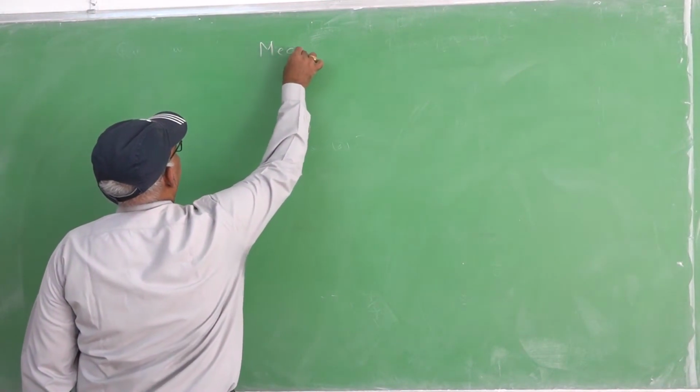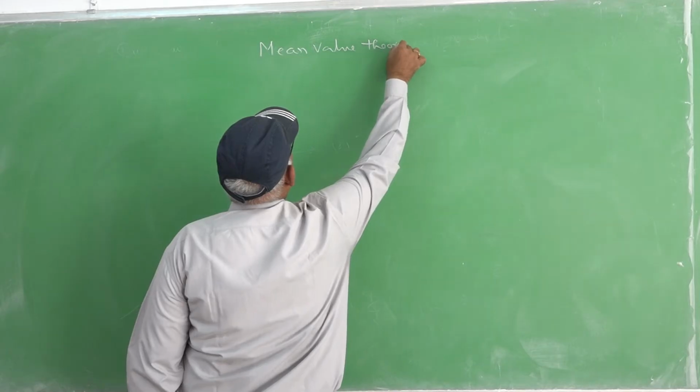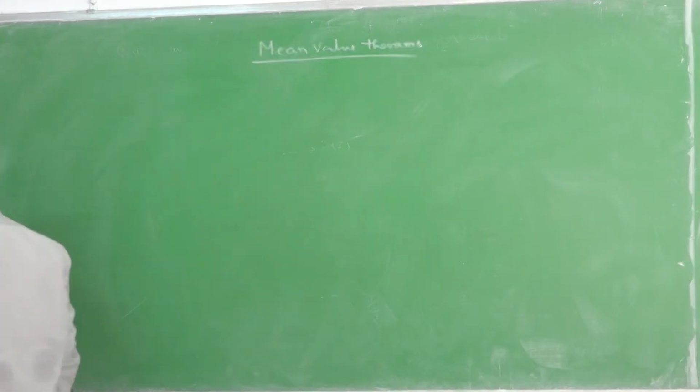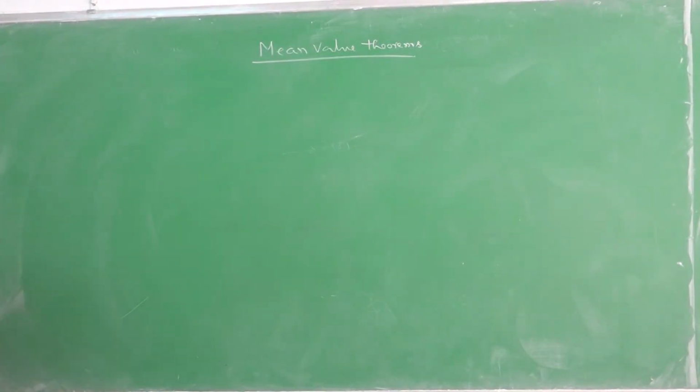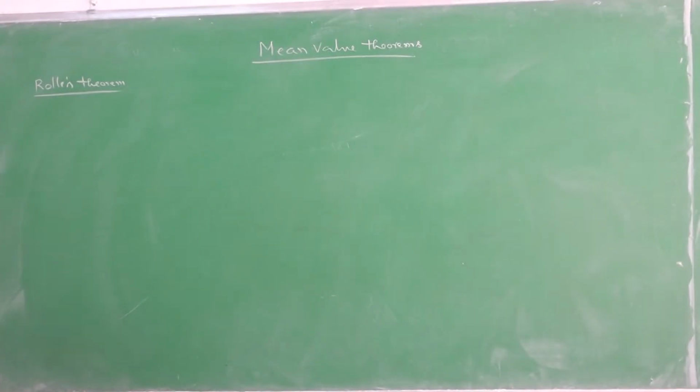Today I will explain mean value theorem. Mean value theorems. Here we have two types of mean value theorems. One is Rolle's theorem, the other one is Lagrange's mean value theorem. Rolle's theorem. The proofs of these theorems are not in our syllabus. Only the statements and their simple applications are needed here. So coming to Rolle's theorem.